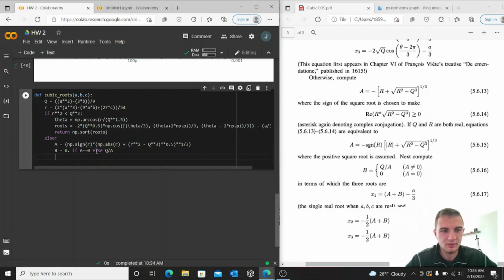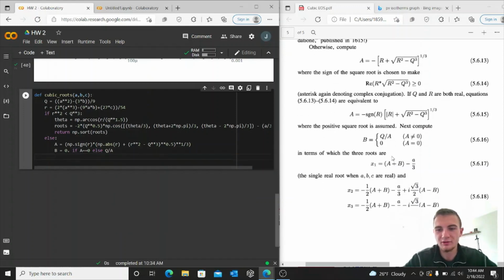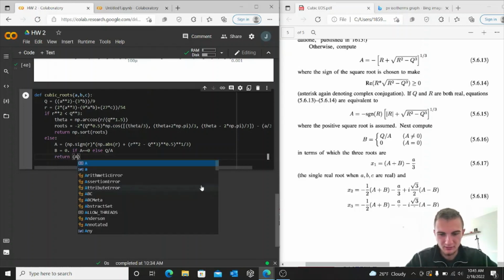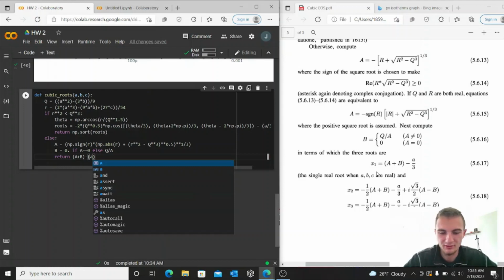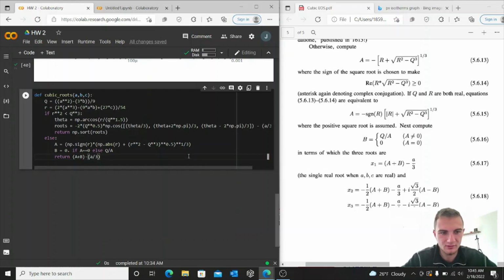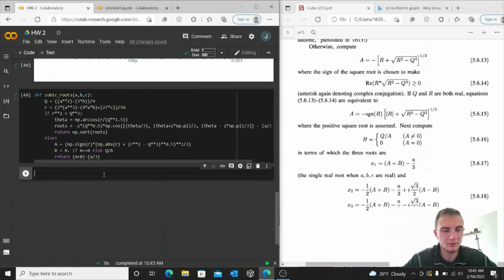Okay? And what we'll want to return here, we see that if this condition is true, our one real root will be right here. So we will return our a plus b and then subtract a divided by 3. Okay? Go ahead and take this out here. Make sure that runs properly. Okay. So we'll add another line here.